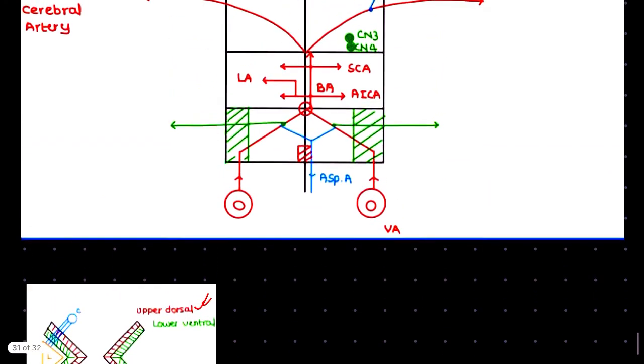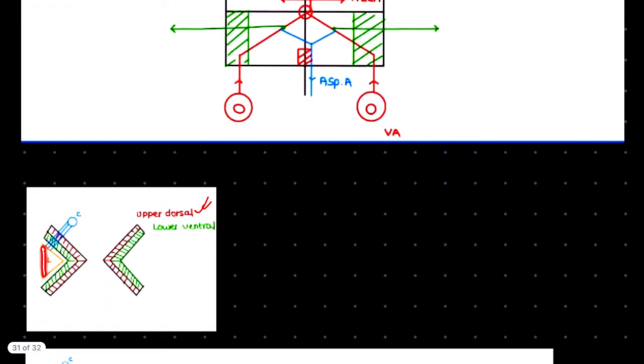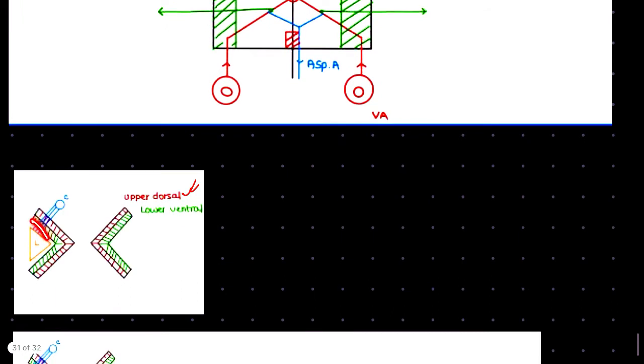Now talking about the internal capsule, this is our internal capsule, right? Talking about the location, this is the lentiform nucleus, this is the caudate nucleus, and here this is the striatum. The striatum is our caudate nucleus plus putamen. And here is our internal capsule.